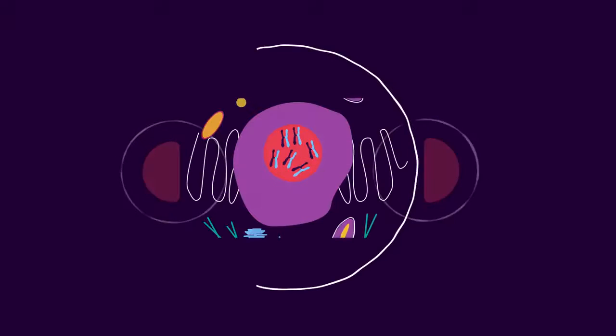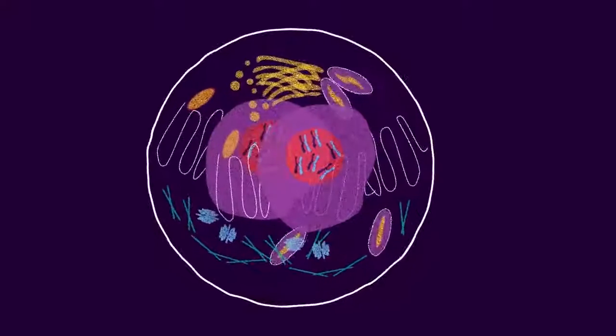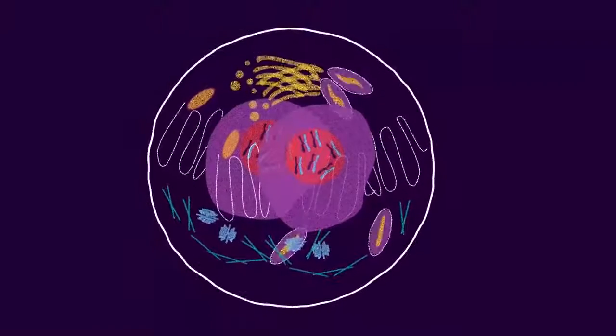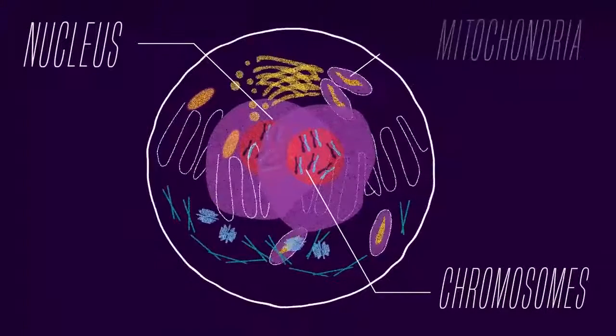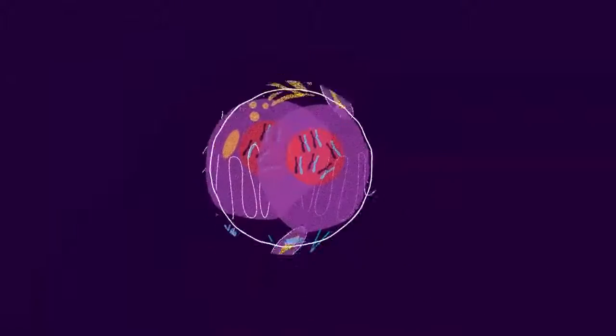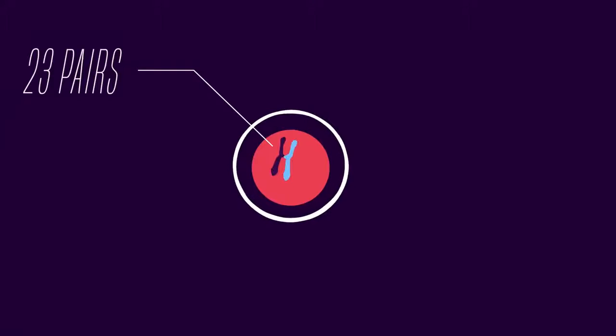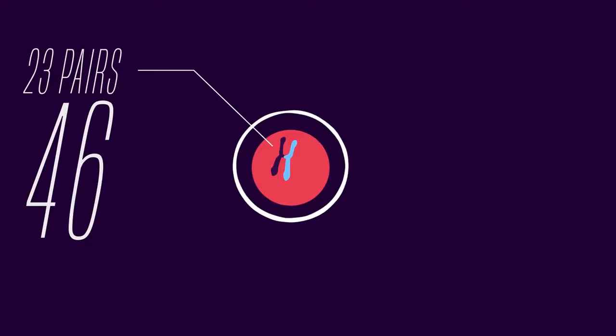But a single cell cannot just split itself in half to form two whole new cells. They would essentially only be half a cell. Before the cell divides, everything inside needs to be copied. This includes all of the parts of the cell, like the mitochondria, as well as the chromosomes inside the nucleus. A human body cell contains 23 pairs of chromosomes, 46 altogether.